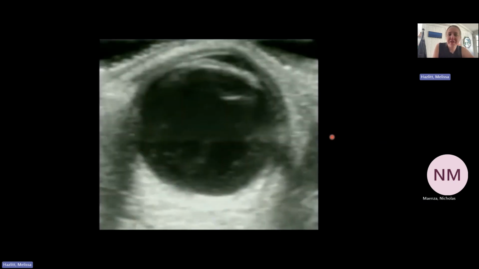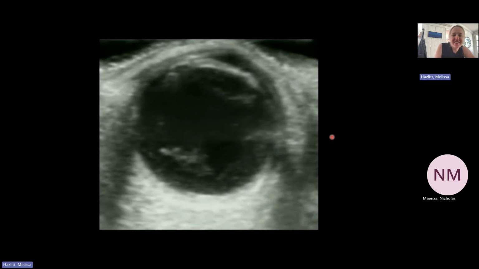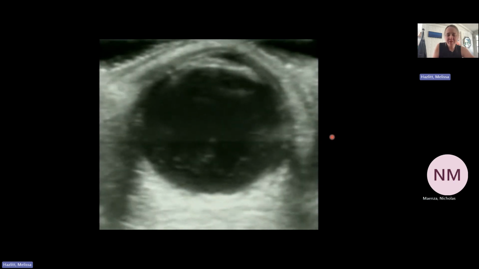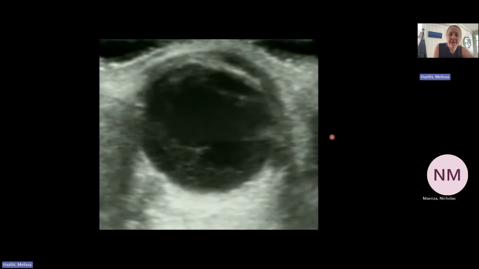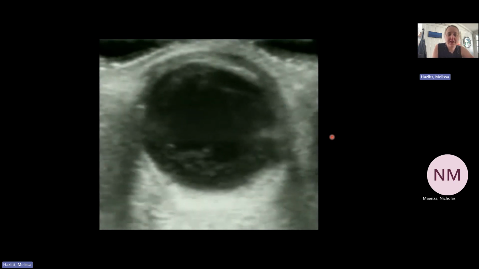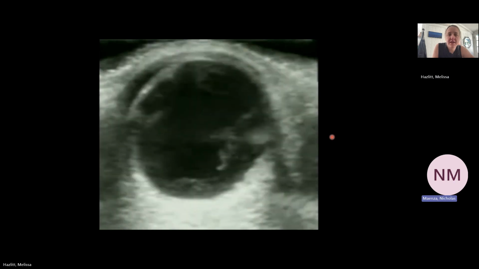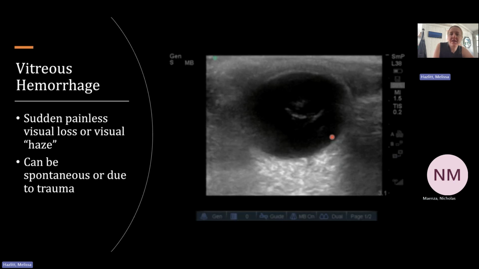All right, so then we move on to the things that can go wrong with your vitreous and your retina. Hazard a guess of what this is? Vitreous hemorrhage. Yep. And again, they always say that this is the washing machine sign, but just remember it has to be a front-loading washing machine.